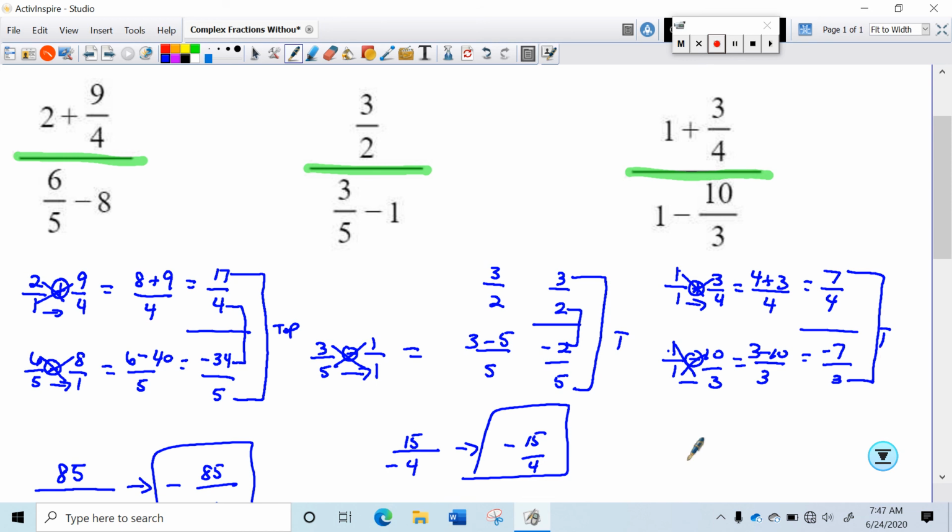Now I do the outside on the top. 7 times 3 is 21. The inside on the bottom. 4 times negative 7 is negative 28. Okay, that can be simplified. I'm going to move the negative out to the front and divide both of these by 7. So 21 divided by 7 is 3. 28 divided by 7 is 4. And negative 3/4 is the answer for that one.